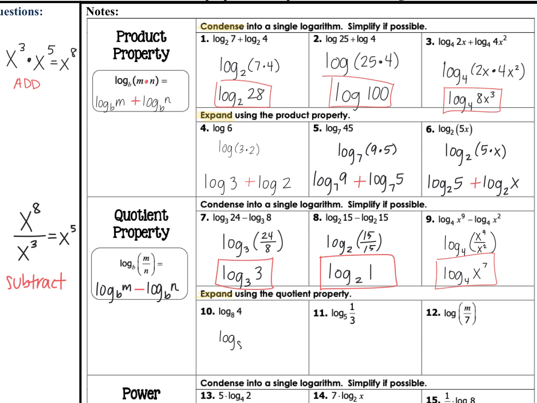So we'll do log base 8 of 8 divided by 2. And if I have 8 divided by 2, there's a lot of things we could have put there. Then I would expand it out with subtraction, right? So log base 8 of 8 minus log base 8 of 2. Can you please try 11, 12?